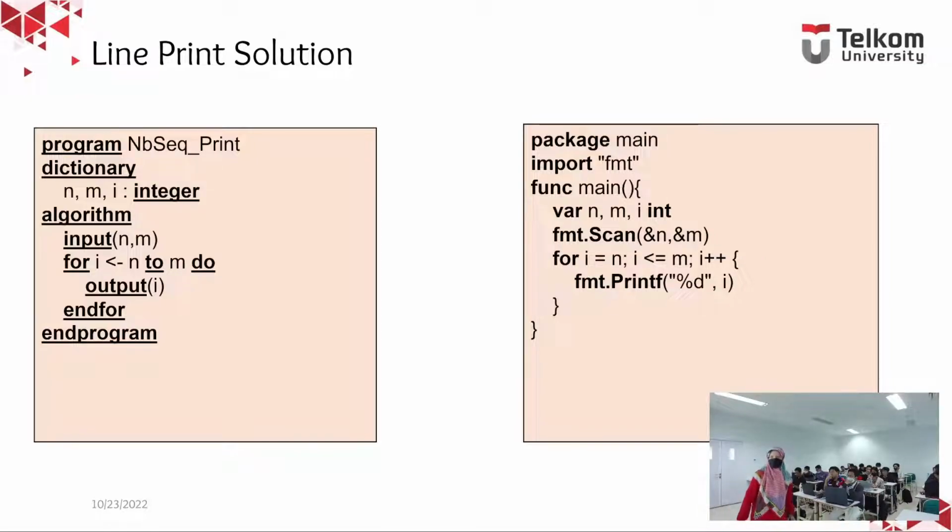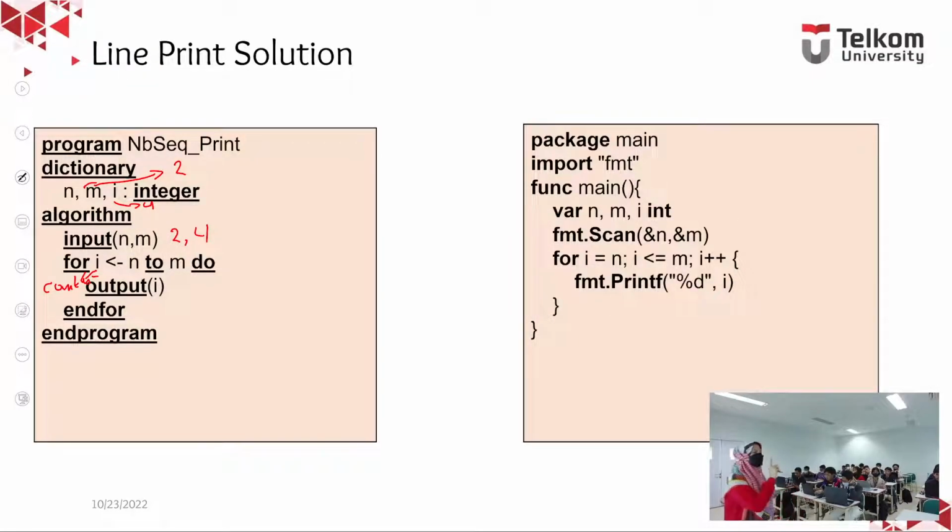Okay, for example, what will we get if n is 2 and m is 4. So here 2 and 4. In a for loop, usually we call the variable that controls the repetition the counter. So usually we call it the counter.